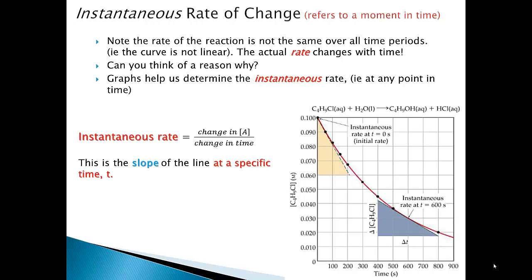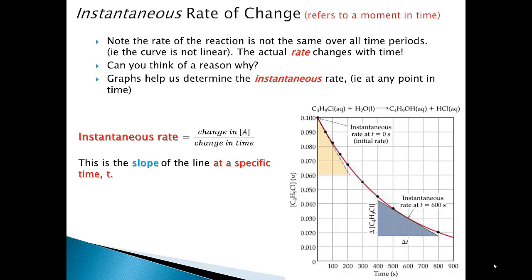Let's have a look at the instantaneous rate of change. Now this refers to a moment in time. The actual rate of the reaction is going to change with time, and the reason why is because we're going to have a decrease in the concentration of our starting materials over time. We can use a graph to help us determine the instantaneous rate. If we have a look at the slope of the line at a specific time t, we can then get the instantaneous rate at any point during the reaction.